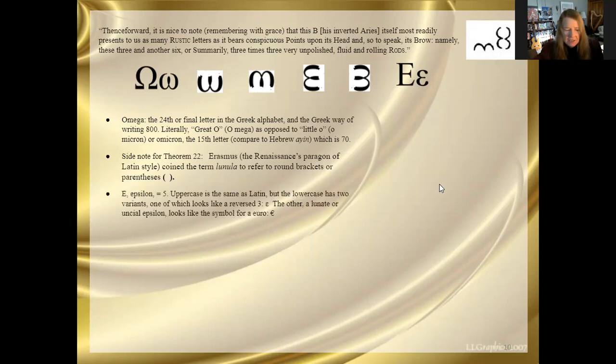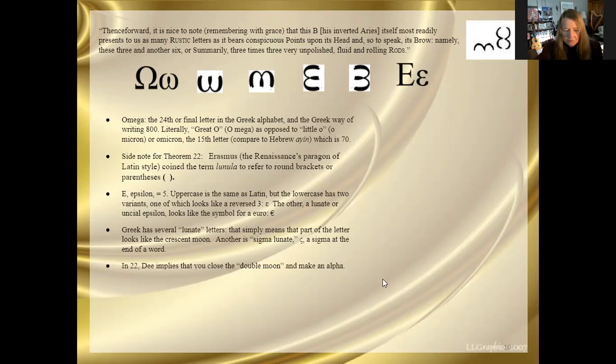I've already talked about E as 5. With the lowercase epsilon over here, there are 2 forms. You're seeing the usual form there. There's another one that is called the lunate form. It looks like the symbol for a euro. Greek has some other lunate letters, because lunate just means part of the letter is looking like the crescent moon. So sigma, when it's a final, Greek, like Hebrew, has some letters that are written differently if they're the final letter in a word. So sigma lunate is a sigma at the end of the word, for example.